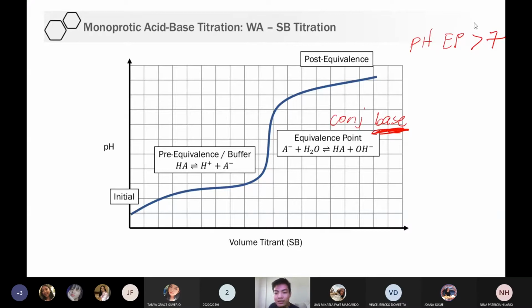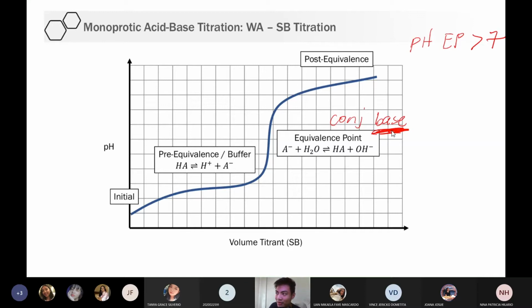The answer is greater than 7 because of the presence of the conjugate base at the equivalence point. Okay, so those are the knowledge points I want to impart. Hopefully you noted those down. Always ask yourself in chemistry, bakit ganun? Why is it greater than 7?